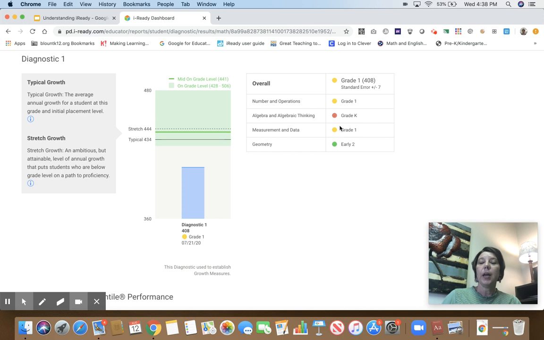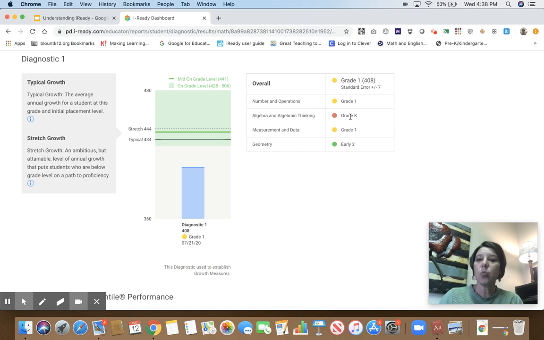If your child sees a red dot, now kindergarten parents, let me tell you, your kids will not have a red dot. Red dot means for us as adults that your child scored in that area of math 2 grade levels below. A kindergartner cannot be 2 grade levels below.